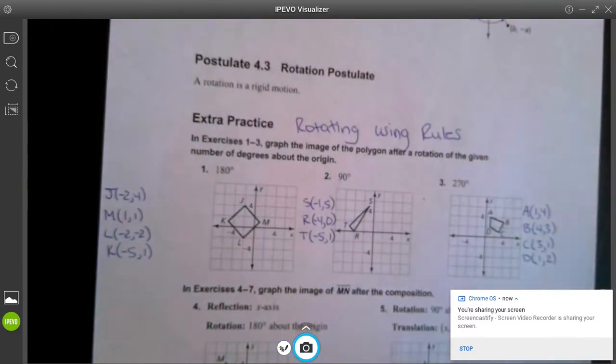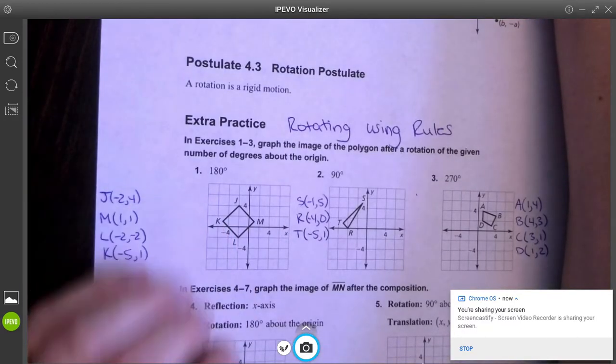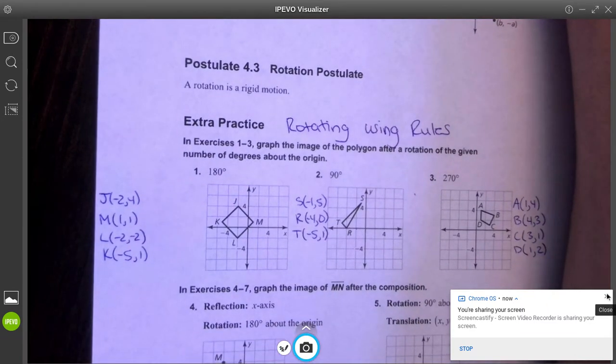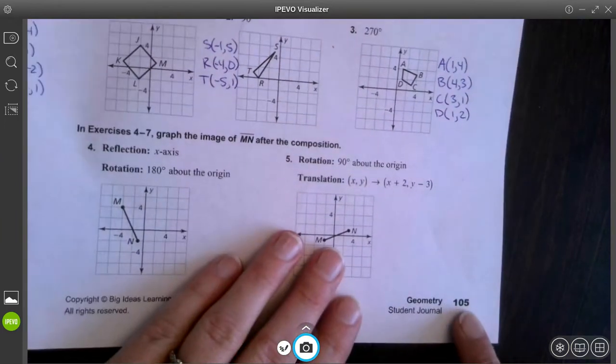This video is for lesson 4.3, and it's going to cover exercises 1, 2, and 3 in your student journal on page 105.